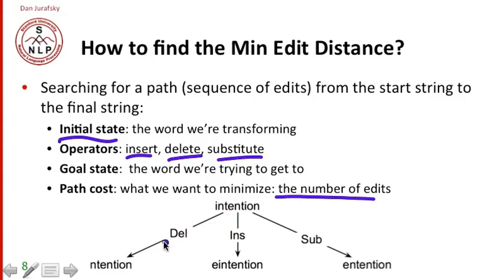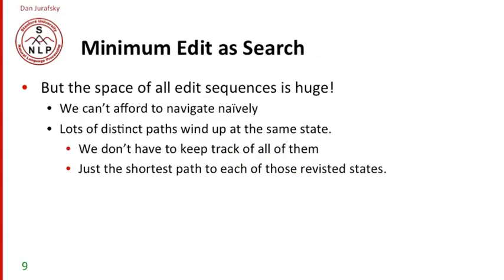So, for example, from intention, here's a piece of a path. From intention, we could delete a letter and end up with ntention. We could insert a letter and end up with something like intention, or we could substitute a letter and end up with something like intention. So these are pieces along a path that would go from intention all the way off the screen here into all the possible ways you can transform intention into something. So this space of all possible sequences is enormous. So we can't afford to navigate naively in this sequence.